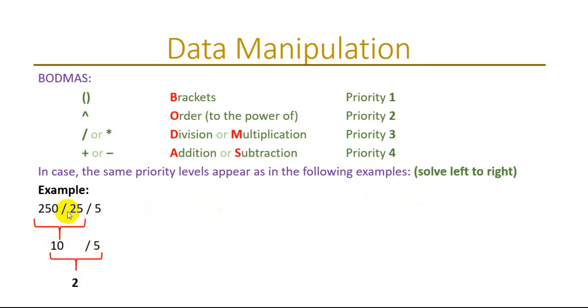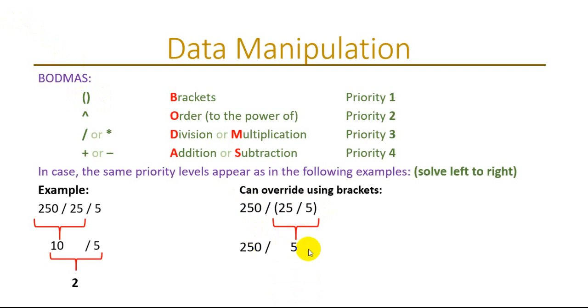What if you want 25 divided by 5 done first and then divide 250 by that result? You want to tell the computer to do this first instead of going through the normal way, left to right. Then, as you know, you can use the brackets and override. For example, like this: 250 divided by, and you put 25 divided by 5 in the bracket. Since the bracket has the highest priority, this will be done first. So the answer will be 250 divided by 5, and see, two different answers.